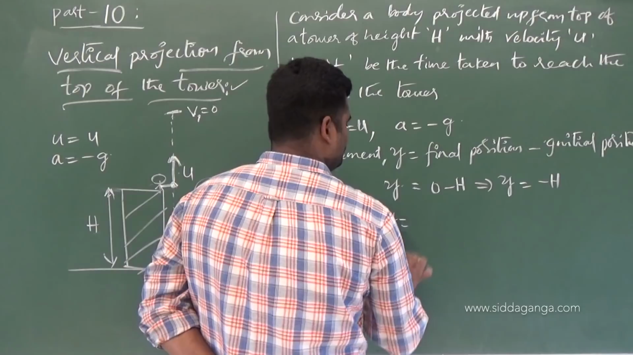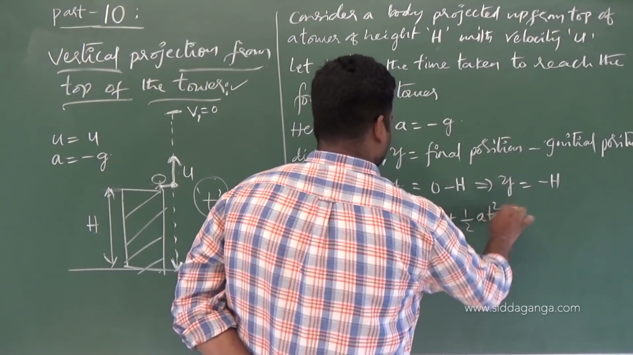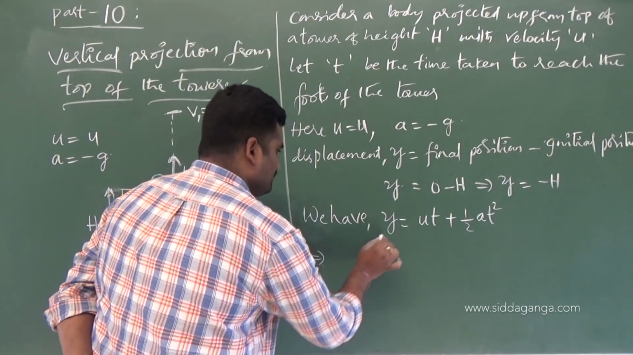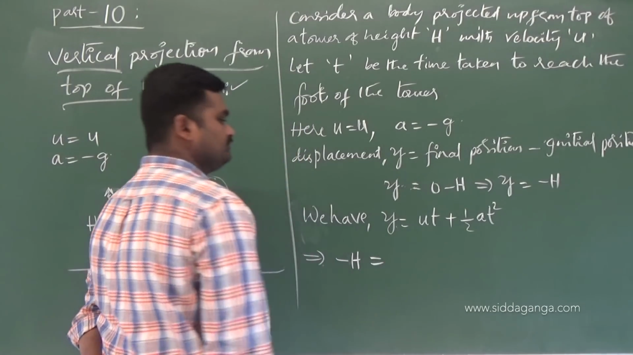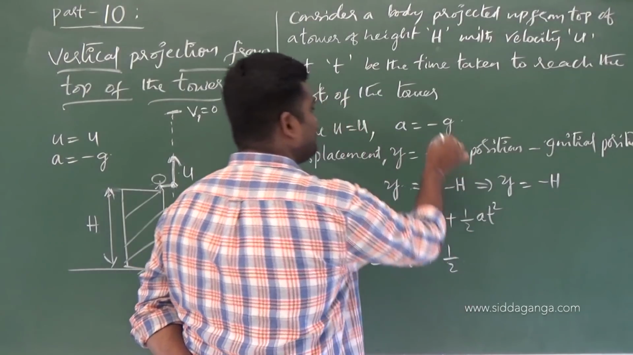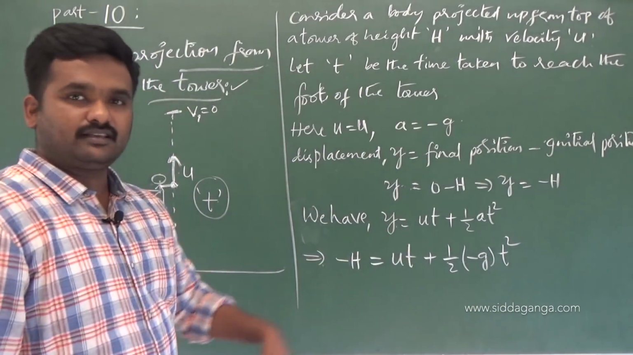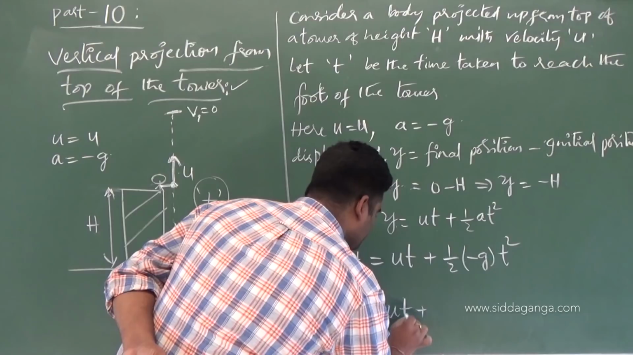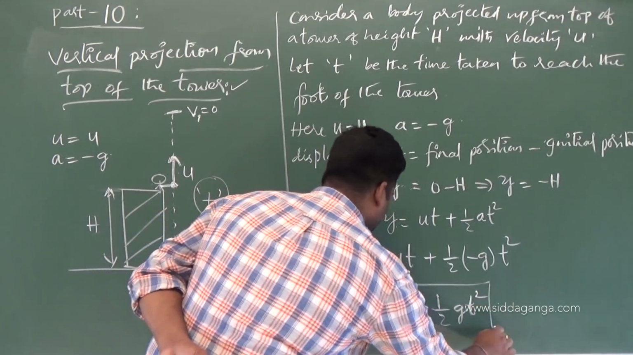Y equals ut plus half at square only, right? Displacement y equals what? Ut plus half at square. If I rewrite this relation, what is the value of y here? Minus h equals ut itself plus half into, what is the value of a? Minus g into t square. Rewriting this equation, finally we can write h equals minus ut plus half gt square. This is the expression for the height of the tower.